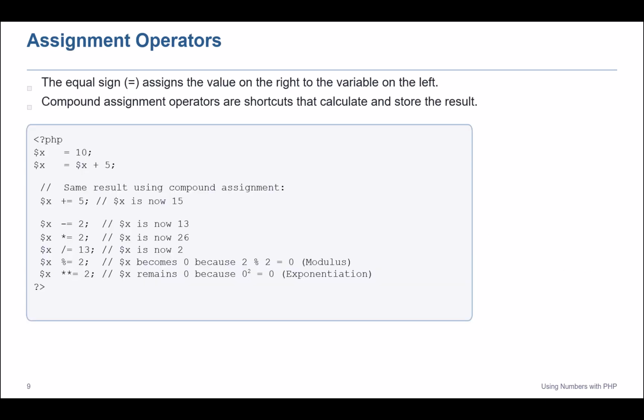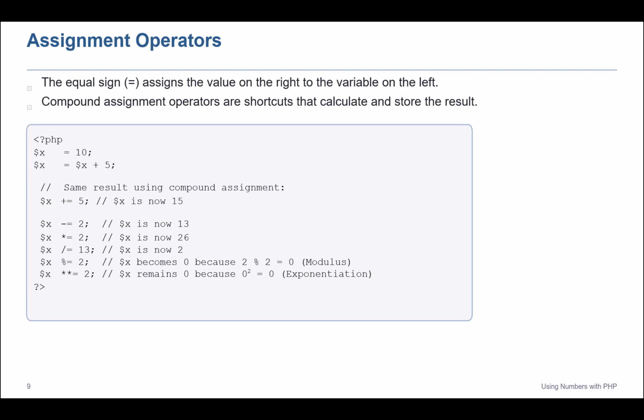We have the assignment operators. The most commonly used assignment operator is the equal sign. This operator assigns the value on the right side to the variable on the left side. For example, the variable $x equals 10. This stores the value 10 in the variable $x. PHP also provides compound assignment operators, which are convenient shortcuts. For example, the plus equals operator adds a value to the variable and stores the result back in that same variable. So instead of writing $x = $x + 5, we could get the same result by writing $x += 5. So now the variable is 15. Both statements produce the same result.